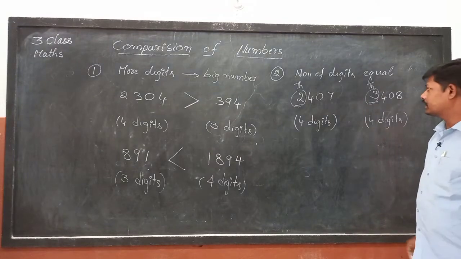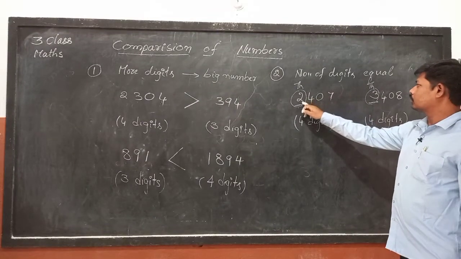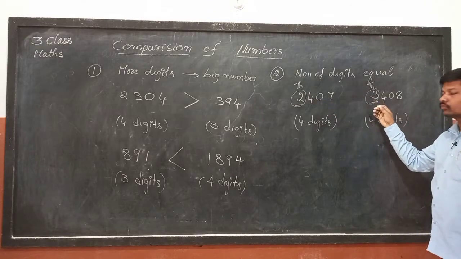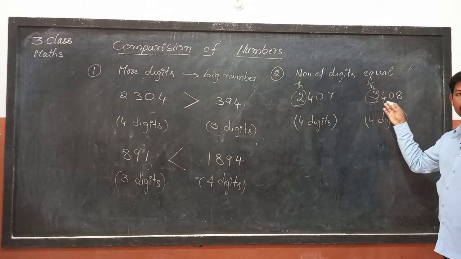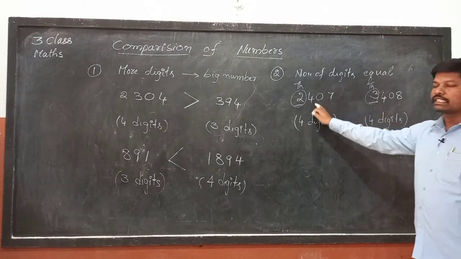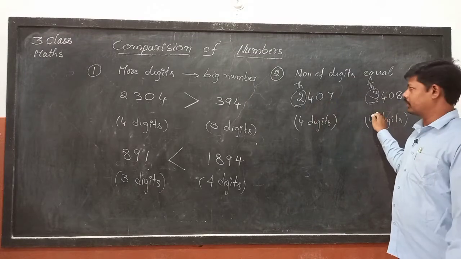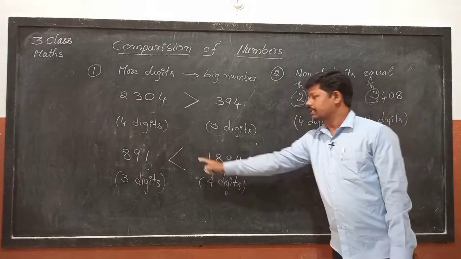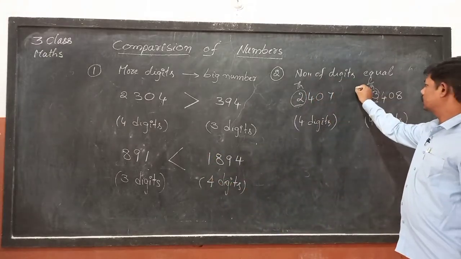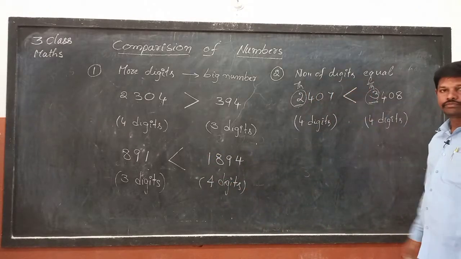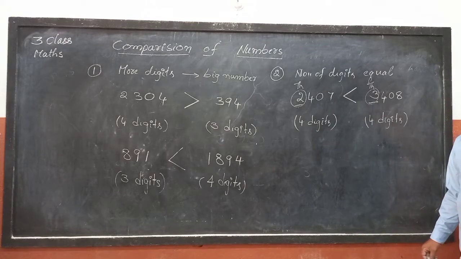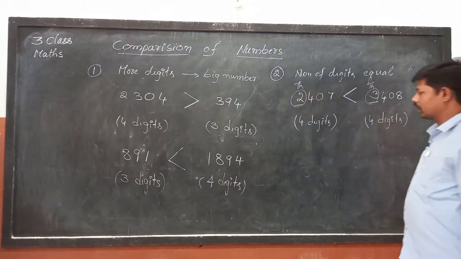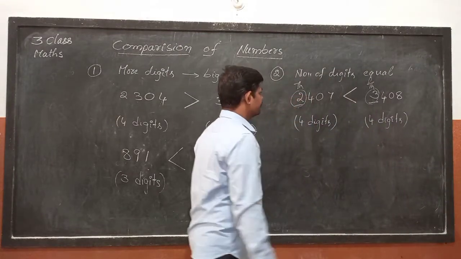So how to write? 2407 is less than 3408. So this number is less than this number. Less than means which symbol? This is the less than symbol. You can write the less than symbol. Like that you can keep going. For example, you can take one more number.